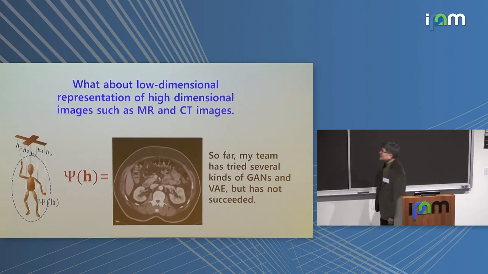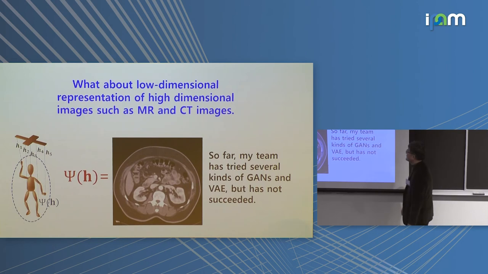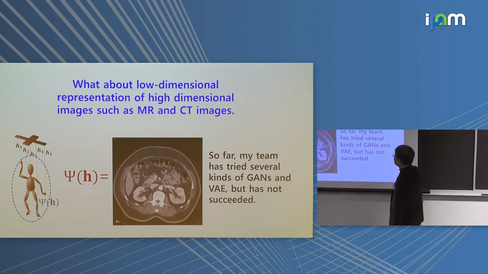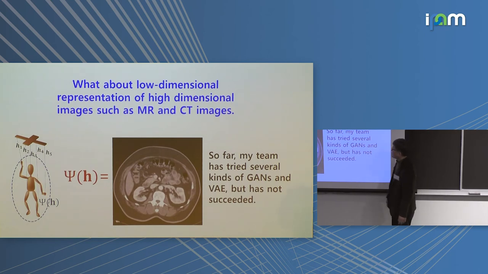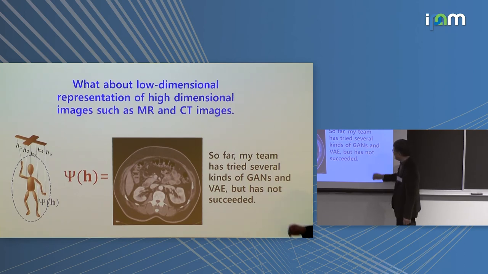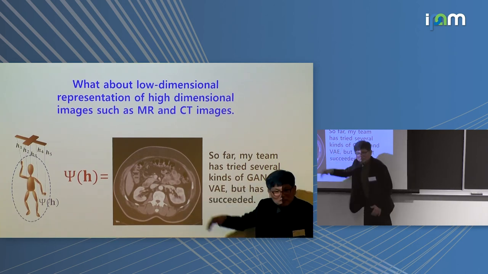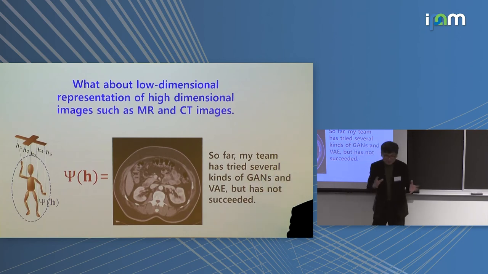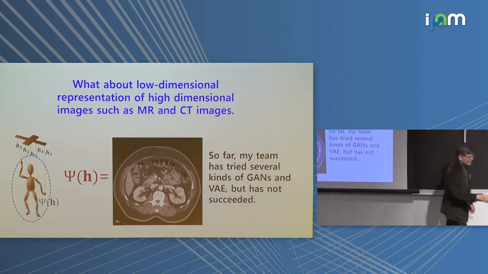The question is: what about the low-dimensional representation of high-dimensional images such as MR and CT images? My group is working hard. So far, maybe another team may be successful. My team has tried several kinds of GANs and variational autoencoders, but has not succeeded. I succeeded in the previous thing, but only in low-dimensional, very simple cases. This case has not succeeded.